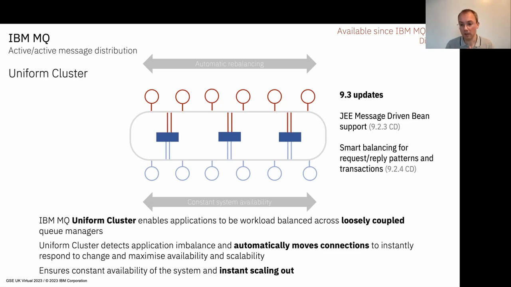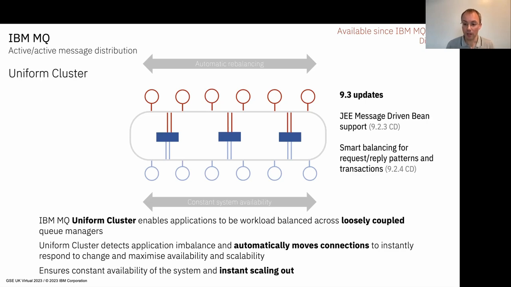So in the 9.3 release, we've been enhancing the support in this area. We've added support for message-driven beans for Java applications running in JEE environments. And we've also been adding some more enhancements to support application patterns, such as applications that are doing request reply. You don't want the application to be moved to connect to a different queue manager whilst it's waiting to reply for a request it's sent. So by telling MQ that that's the pattern the application has, then we can actually wait for a reply to be received before asking an application to move elsewhere.